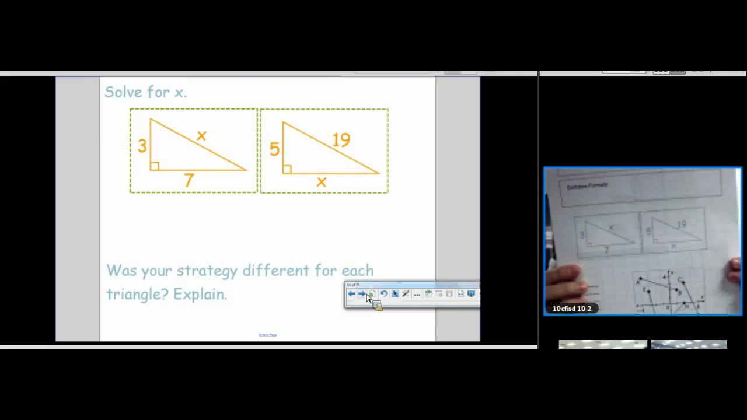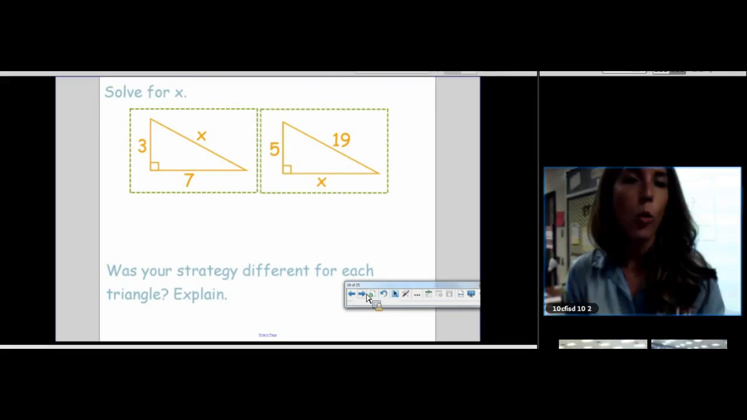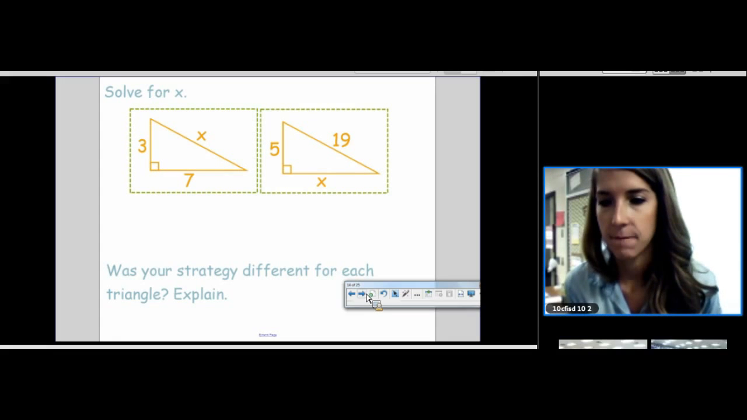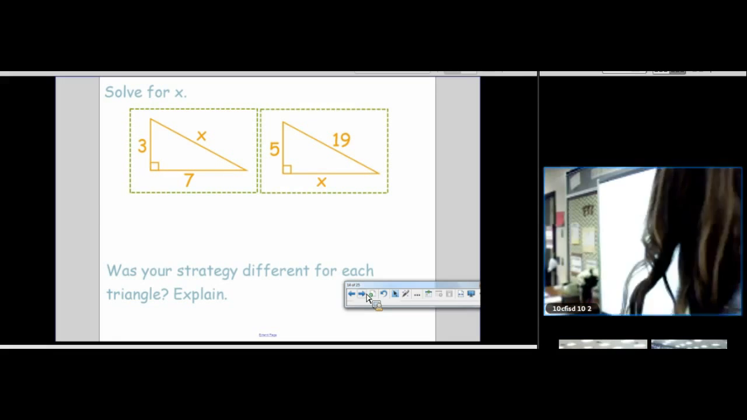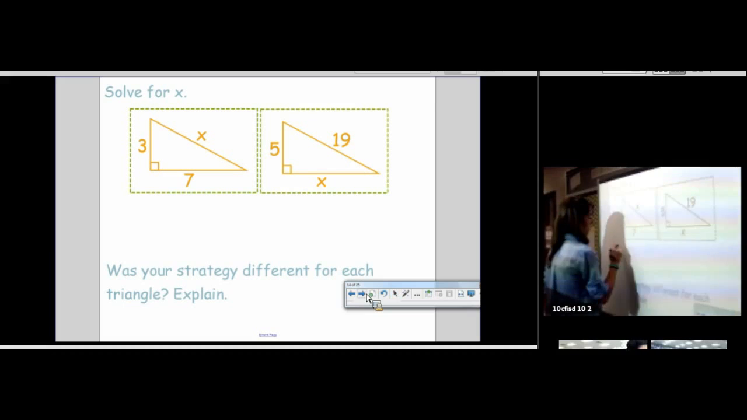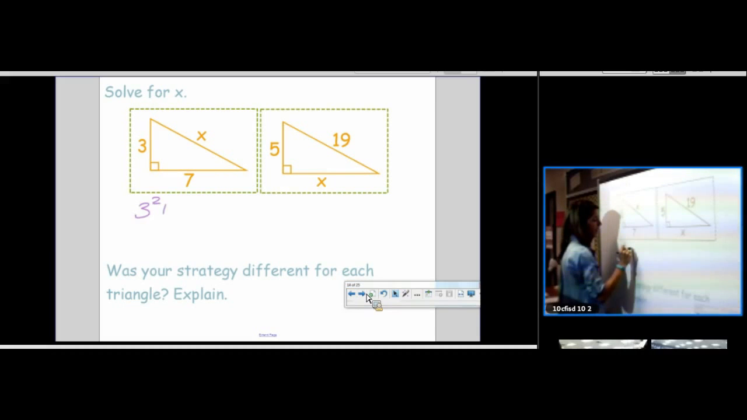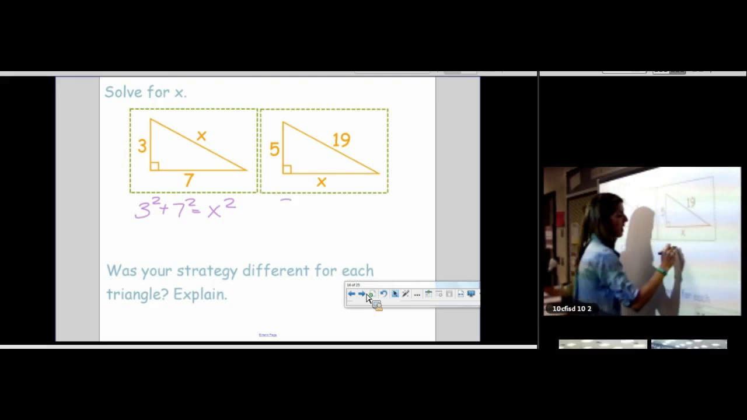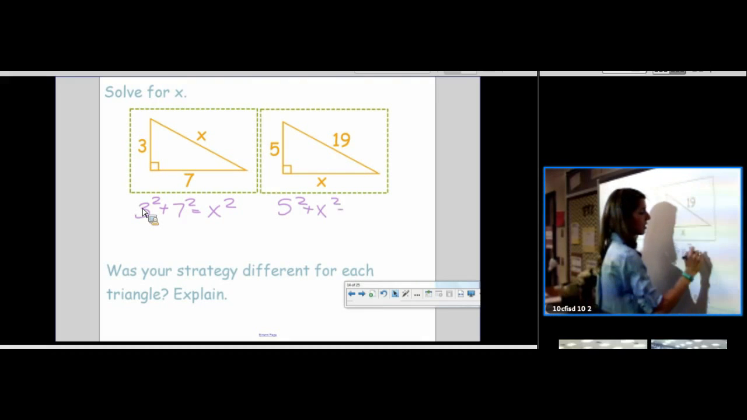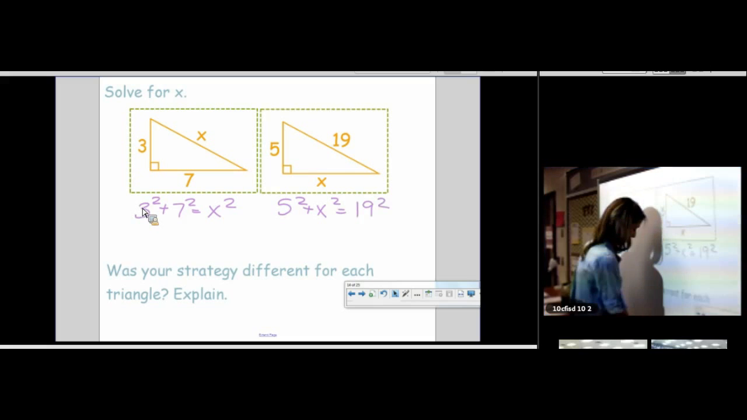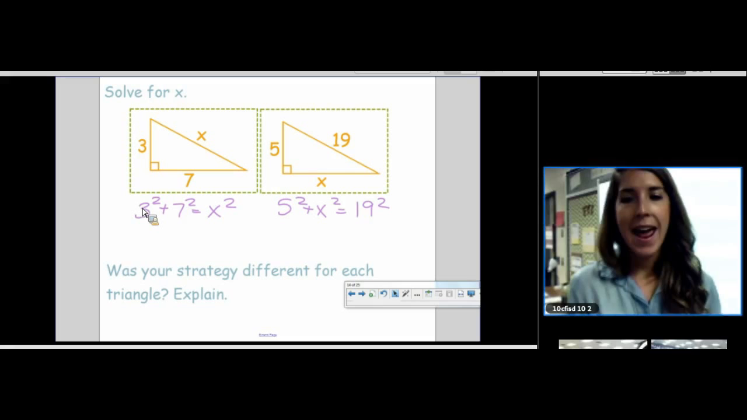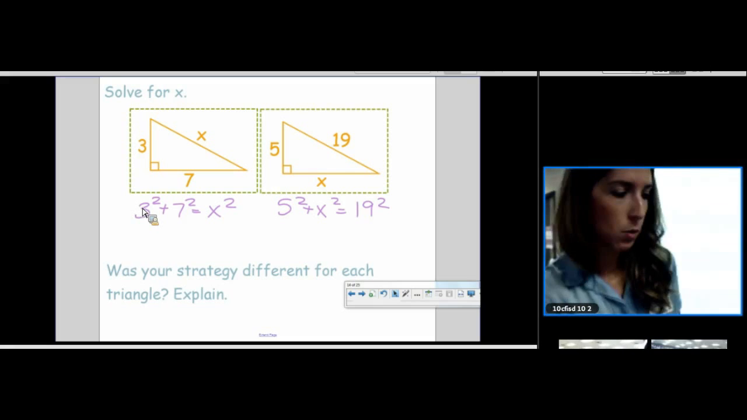All right, you can do this on the back of this page, or you can just do this in your notes. Please solve for x using Pythagorean theorem. So a squared plus b squared equals c squared. By the way, a and b are interchangeable. It doesn't matter which one is A and which one is B, if you were worried about that.